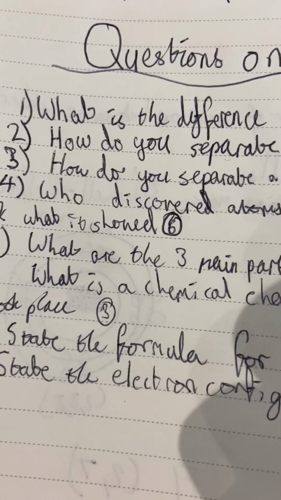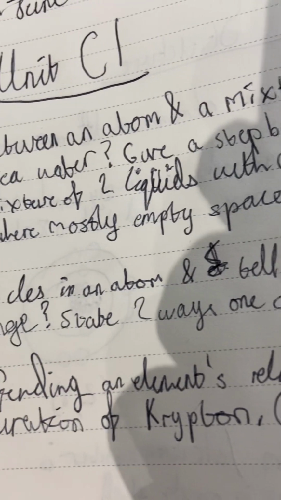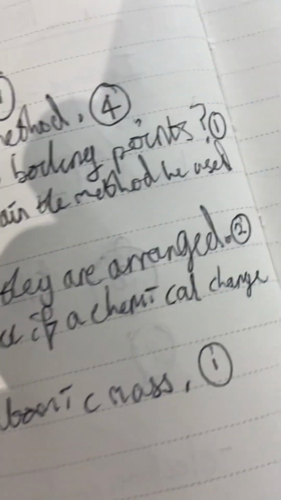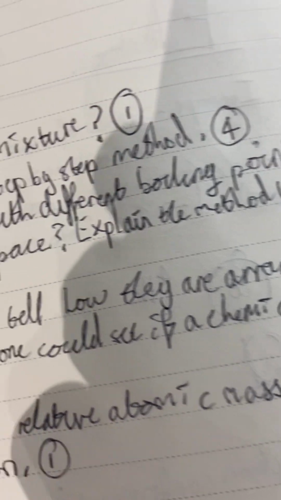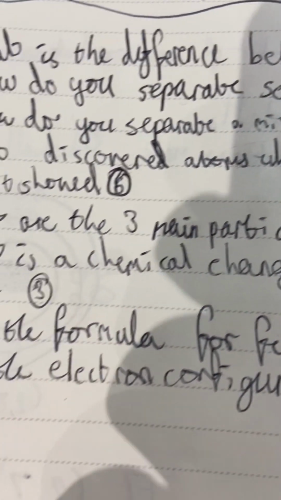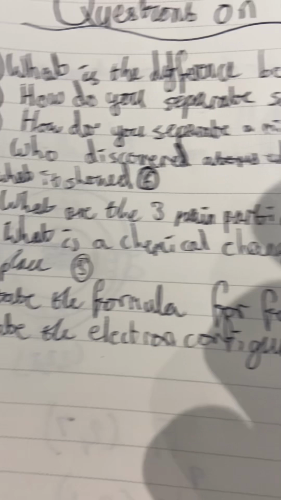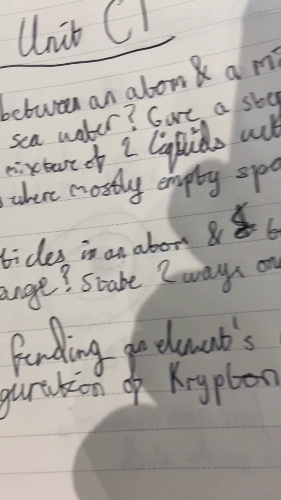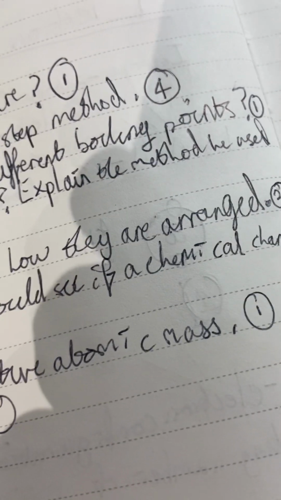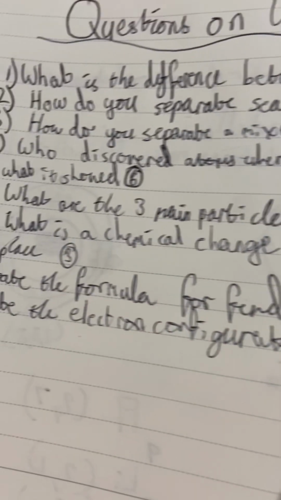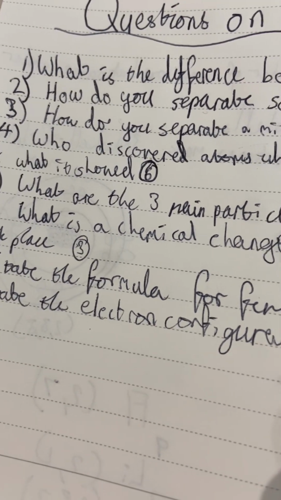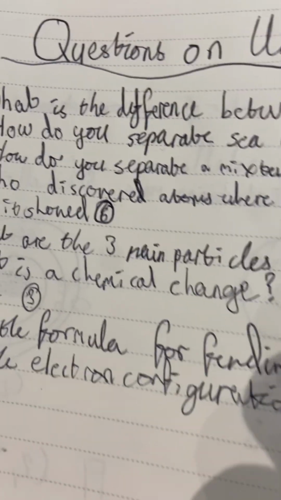The third question is, how do you separate a mixture of 2 liquids with different boiling points? This would just be worth 1 point. Number 4 is, who discovered atoms were mostly made of empty space, and explain the method he used and what it showed. This would usually be worth around 5-6 marks.